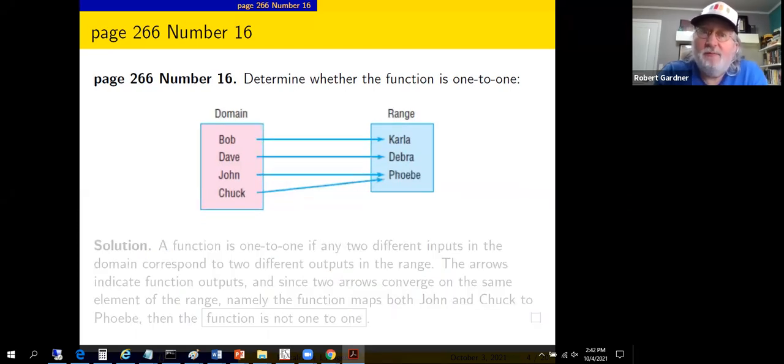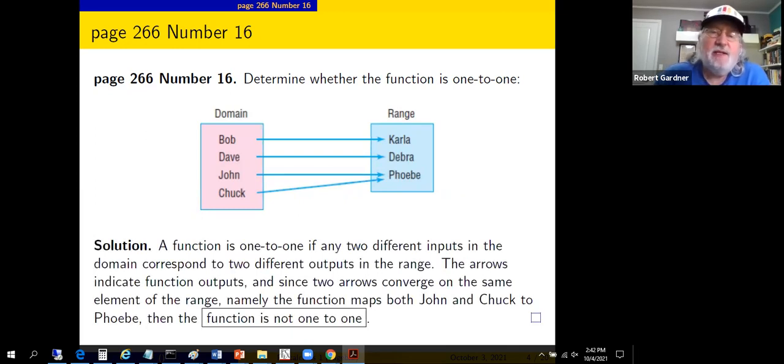Consider number 16. Is this a one-to-one function? Well, same idea, except this time we do have two arrows from the left converging on the same point in the range. John is mapped to Phoebe and Chuck is mapped to Phoebe. So this is not a one-to-one function. Two different inputs, John and Chuck, yield exactly the same output. And that's a function, but it's not a one-to-one function.